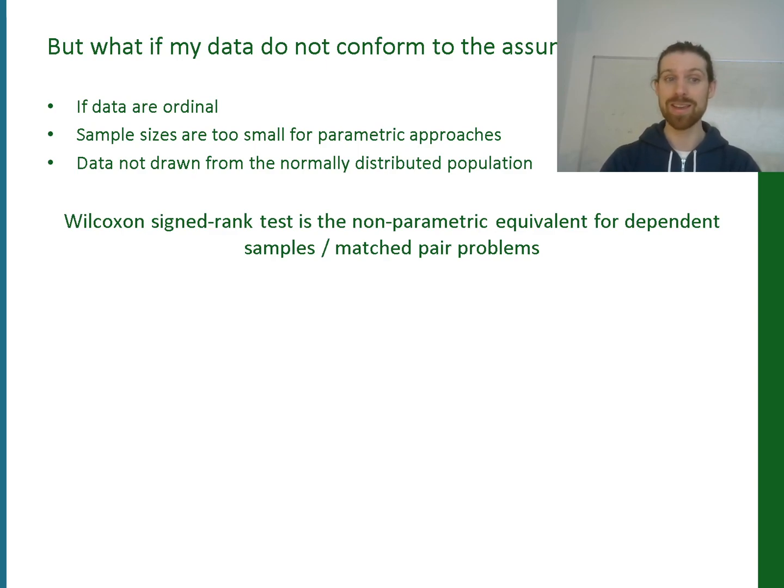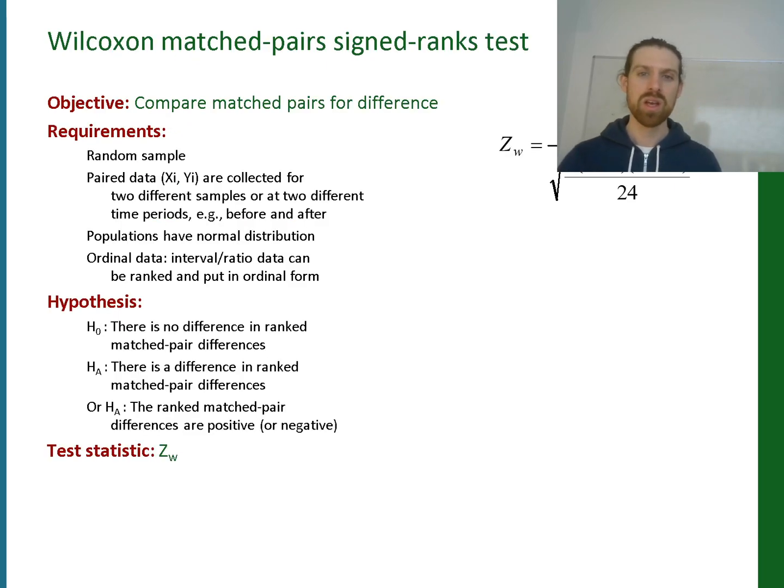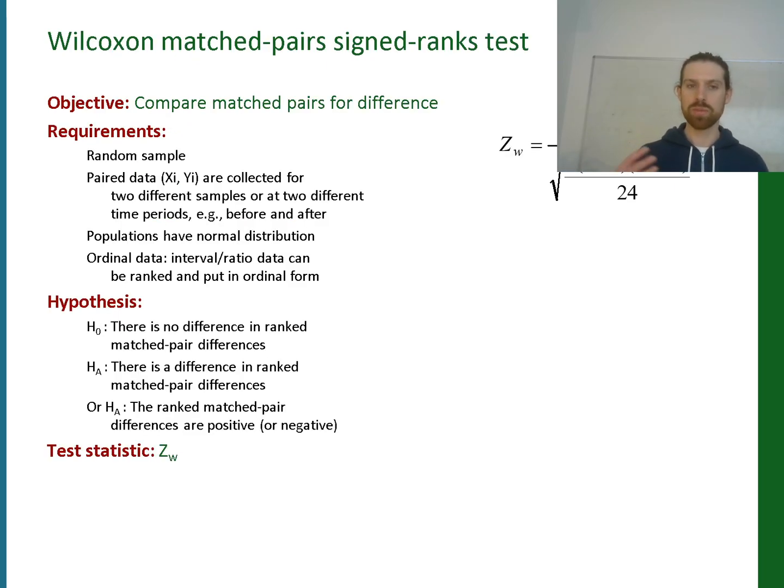Or more importantly, in my own experience, if the data are not actually drawn from a normally distributed population. So the Wilcoxon signed-rank test is the non-parametric equivalent for the dependent samples matched pair problem. Let me just repeat that. The Wilcoxon signed-rank test is the non-parametric alternative, okay? So what do we do in order to obtain the test statistic for this particular approach?